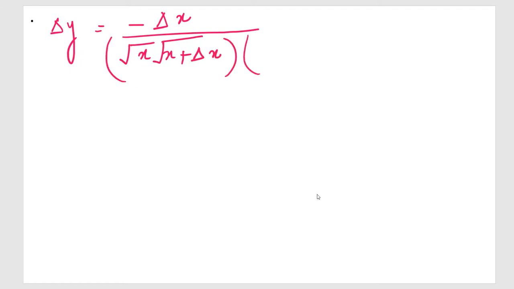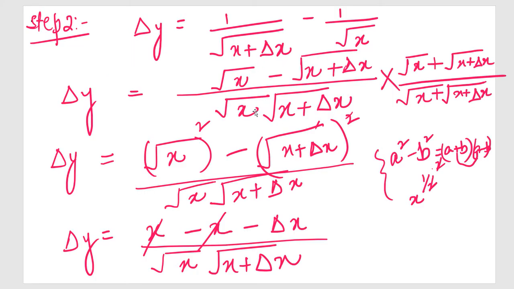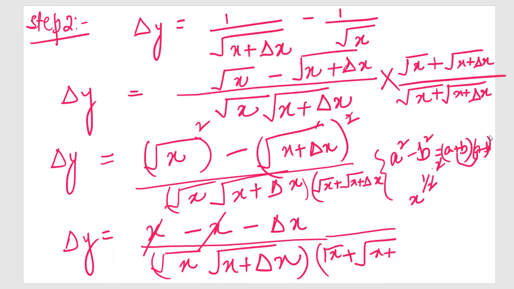I think I forgot something in the last slide. Here is x plus delta x. Just go back, so we will fix the problem. So see here in the denominator we have this and this, I forgot the other part. So here you have to write square root of x plus delta x. Same thing here, this is square root of x plus square root of x plus delta x. Okay.